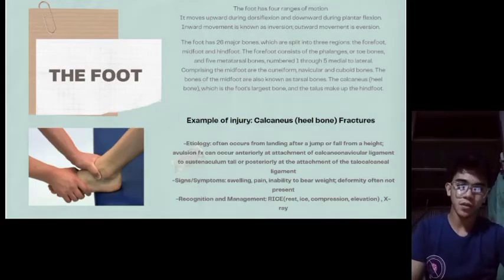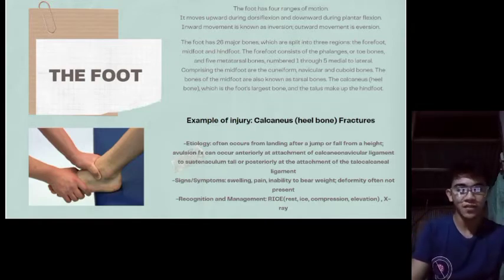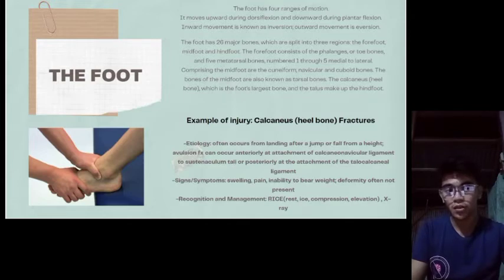The foot has 4 ranges of motion. It moves upward during dorsiflexion and downward during plantar flexion. Inward movement is known as inversion. Outward movement is eversion. The foot has 26 major bones, which are split into 3 regions: the forefoot, the midfoot, and the hindfoot.